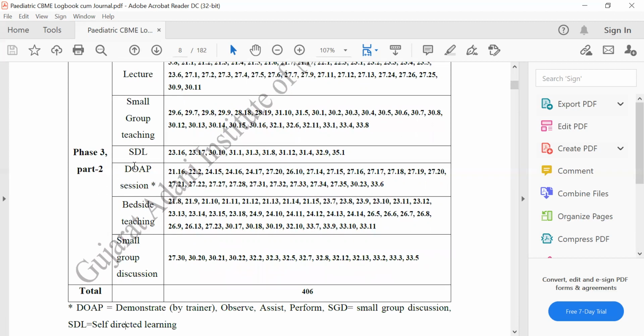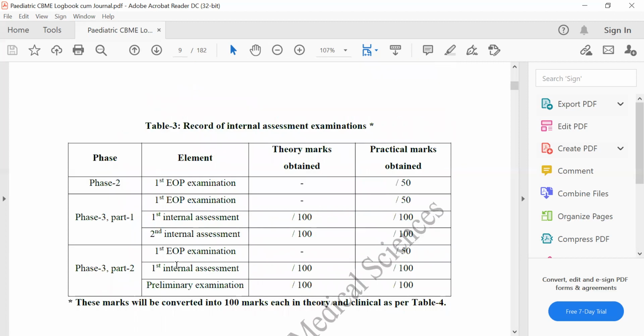So the competency in which we have to perform and demonstrate can be taken by the DOAP session. Few of the competency which we have to teach bedside will be in the bedside teaching, and few of the competency which can be taught by small group discussion I have put into the SGT. So now in table 3, this is the record of internal assessment examination.